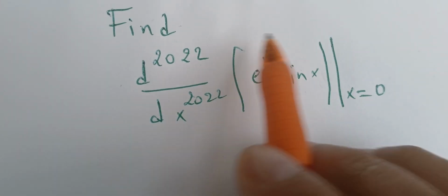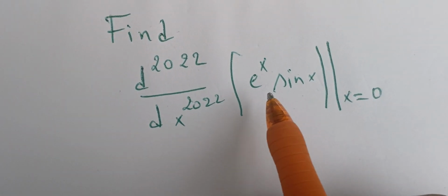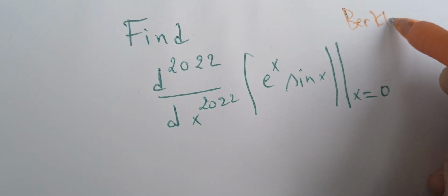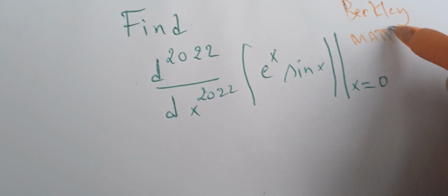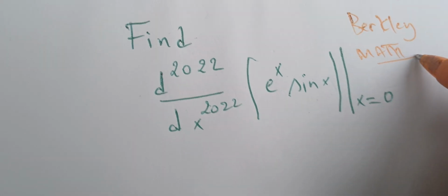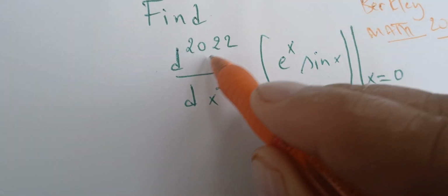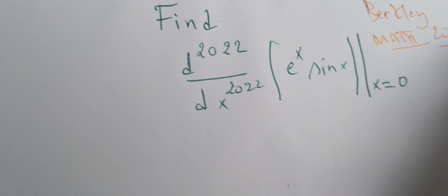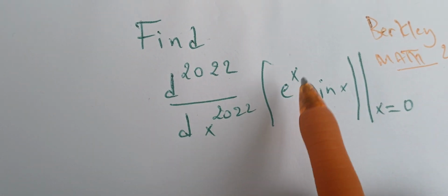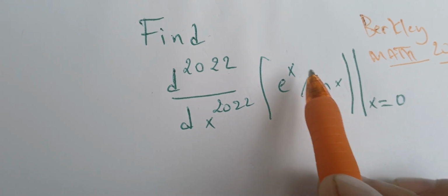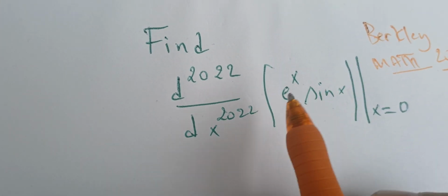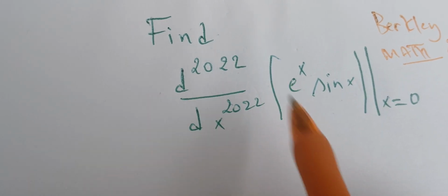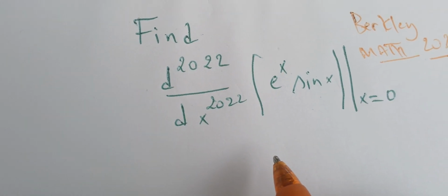Welcome back. In this video, we're gonna solve this question from the Berkeley Math Tournament. I think it's 2022 because of this 2022. Here we want to find the derivative of this function at 0, but the derivative of order 2022.